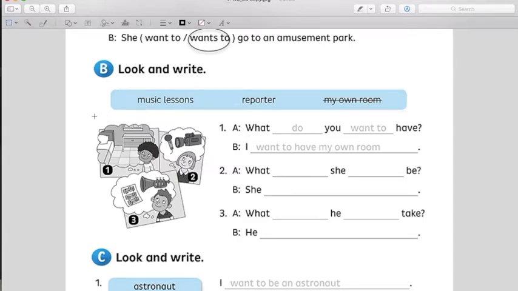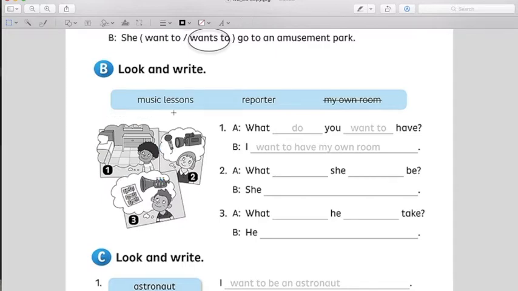Number 1, we take a look at this one here. We have the sentences, so we have to complete the sentence. We have "you," so we put "do." What do you want to have? This is something you have. Okay, and the answer is, I want to have, we use the word have, my own room. So I want to have my own room. And it looks like the boy here is thinking about having his room. So that's why we write, I want to have my own room.